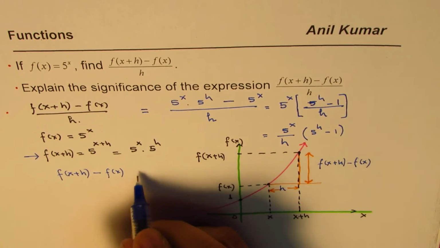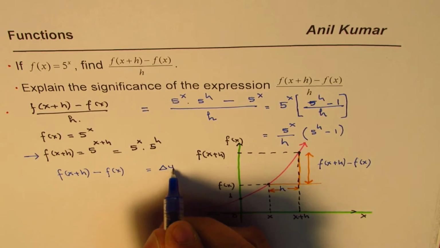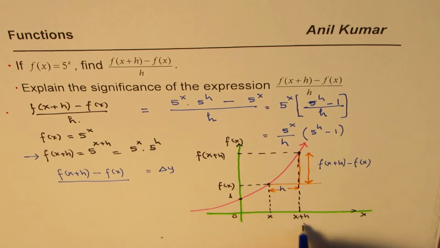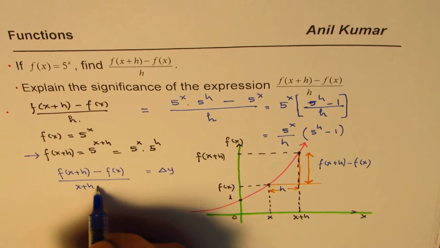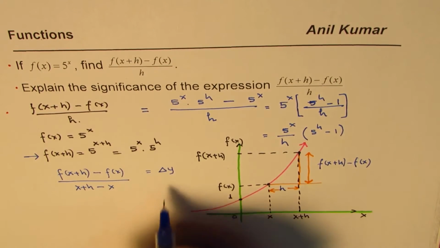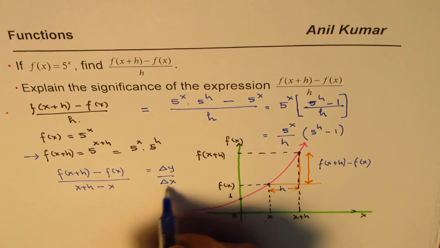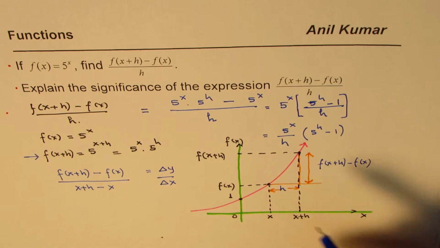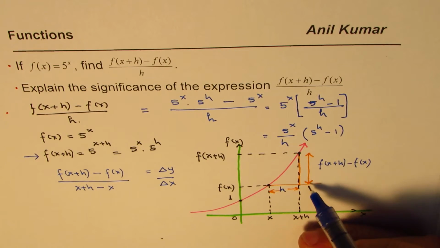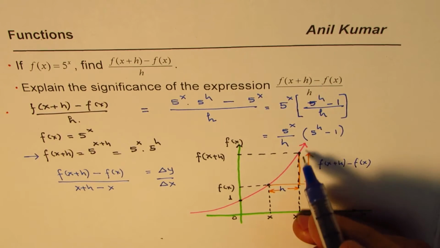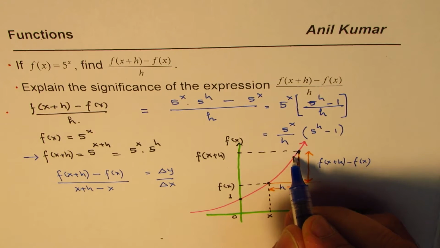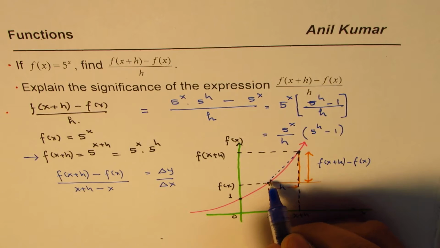is the change in y, right? Divided by this ratio, x plus h minus x, which is the change in x. Do you see that? This is the change in x position, and that is the corresponding change in the y position. So that is what it represents. So it basically represents the slope of the secant line. You can say average rate of change, right?